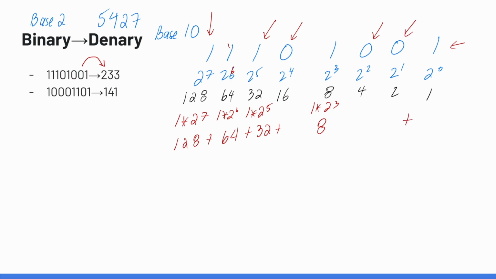And then we can go ahead and do 1 times 2 to the power of 0, which is just going to be 1. So if we add all of these values up, then we just end up with 233. So maybe that was a bit confusing, so let's go ahead and do a few other examples.